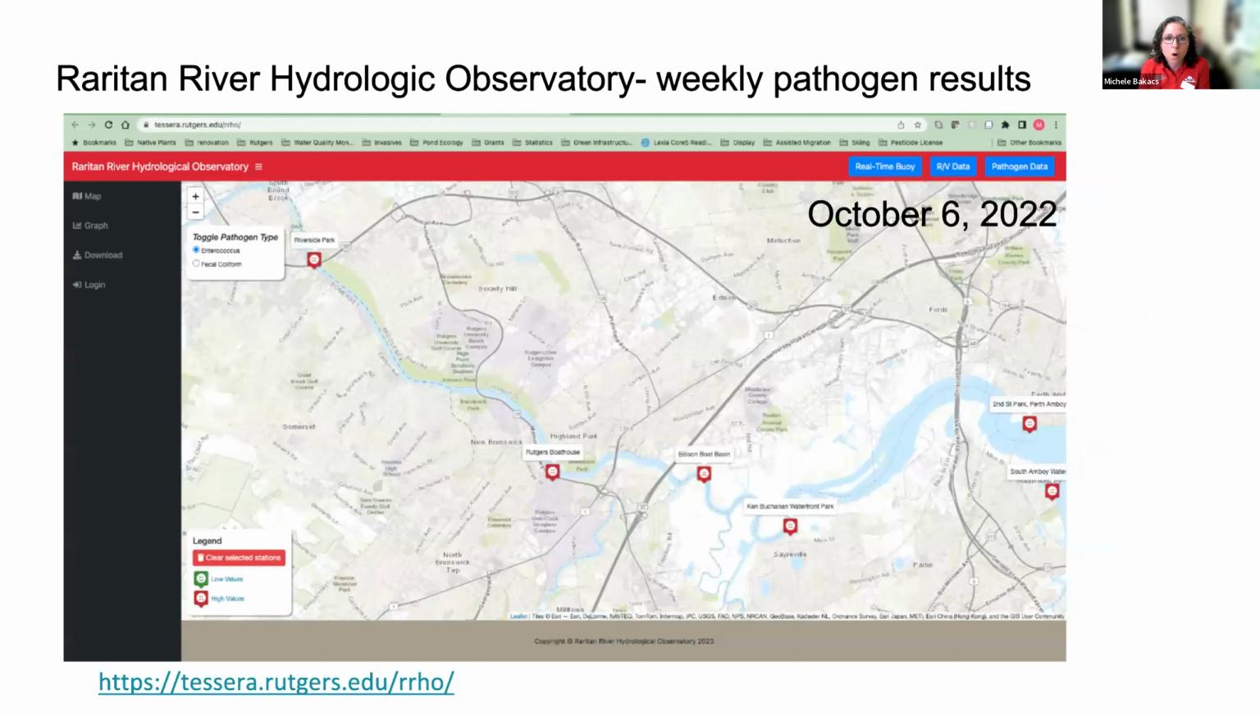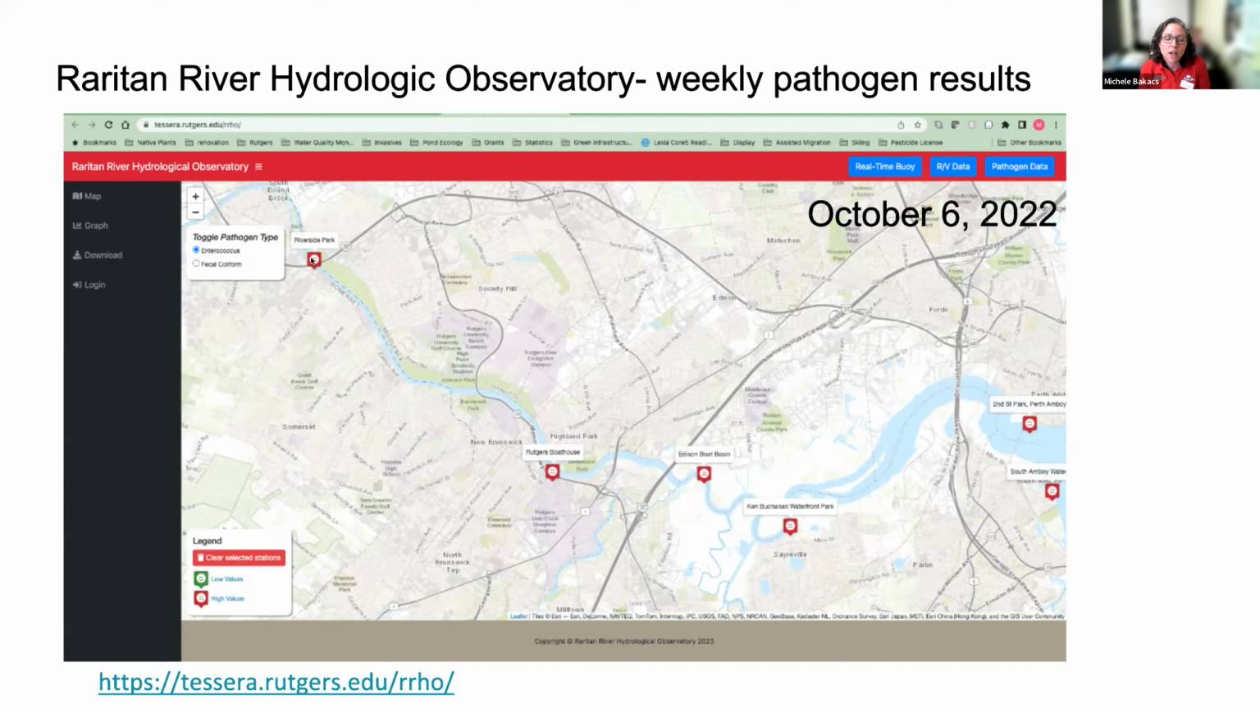Something else we were doing on the river: Rutgers has a Raritan River Hydrologic Observatory where the weekly results are being posted. In one of the slides, I think it might be the next one, there's a QR code that you can scan to go right to the results. And this is a map of each one of our sites. Here's Riverside Park, Redgrid Boathouse, Edison Boat Basin, Sayreville, Perth Amboy, South Amboy, and you can click on each site and look at a graph of the data, and download the data if you'd like.